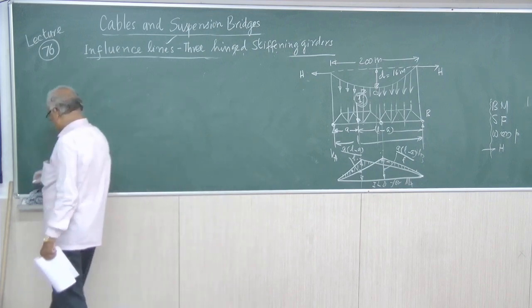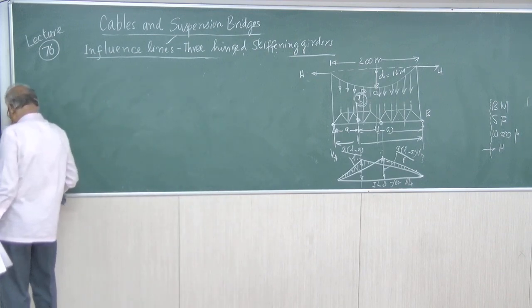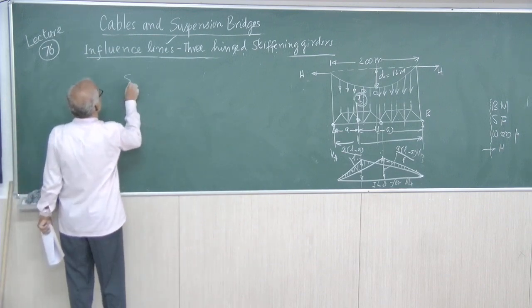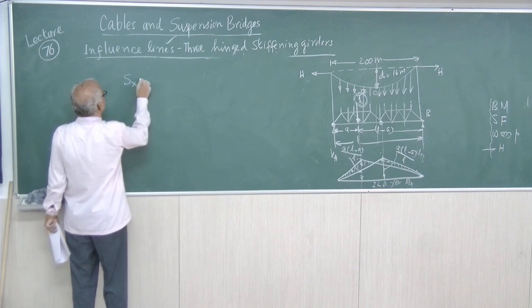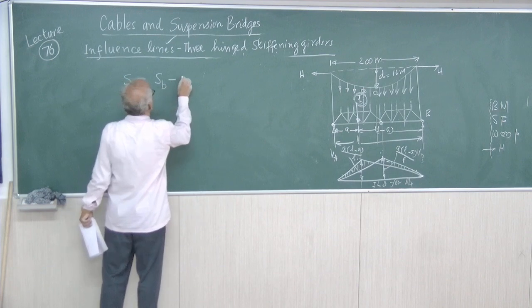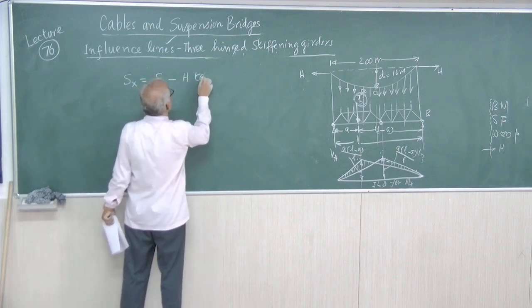Similarly, for the influence line diagram for shear force, we know the shear force at any section is equal to beam shear SB minus H tan theta.